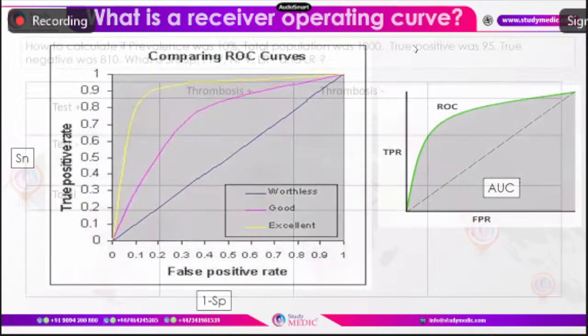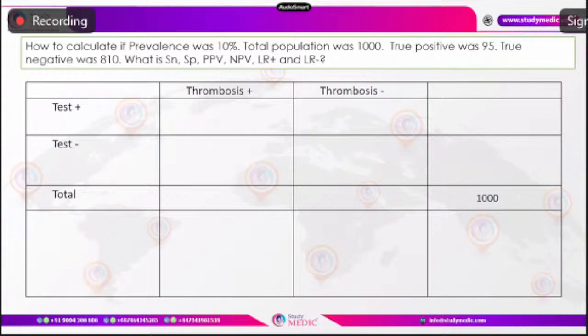1000 is the population size. 10% is the prevalence, which means 100 have thrombosis. Now, true positive was 95, meaning those who tested positive and had the disease were 95. If 100 were having the disease, then how many were not having the disease? 900, right? The true positive was 95, so what is the false negative?